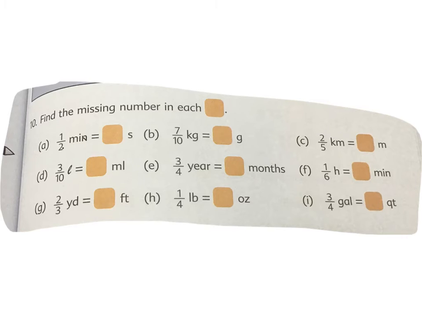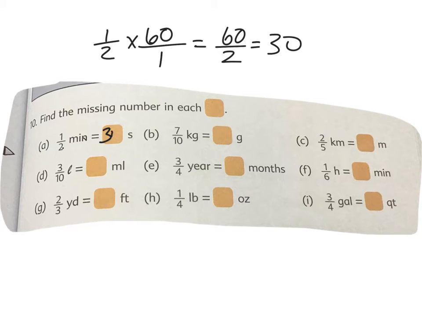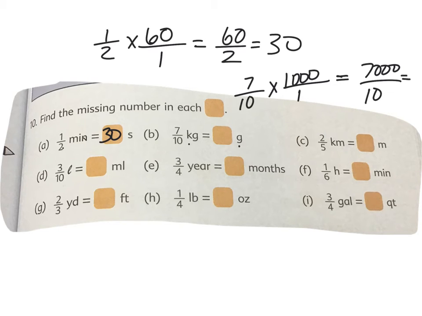1/2 a minute equals how many seconds? Well, you know that it's going to be 30, but let's do 1/2 times 60 over 1, 60 over 2, 30 seconds. How about 7/10 kilogram? How many is that in grams? So we know that we need to multiply it by 1,000. So 7/10 times 1,000. It's always over 1. 7,000 over 10. It's going to be 700.